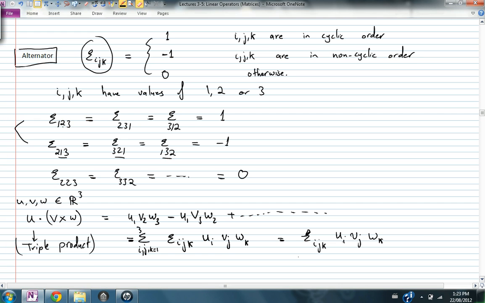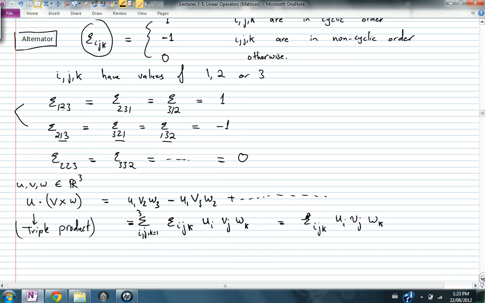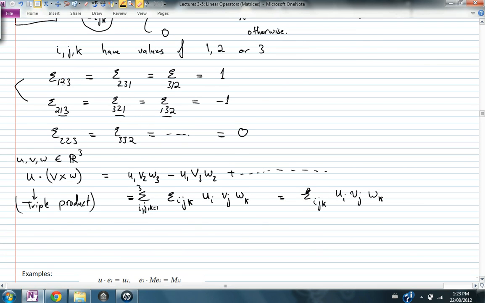When I see i repeated, that means there's an implicit summation sign. When I see j repeated, there's an implicit summation sign, and so on. So, in the above, we have shown the Kronecker delta, the alternator, and the summation convention for repeated indices.